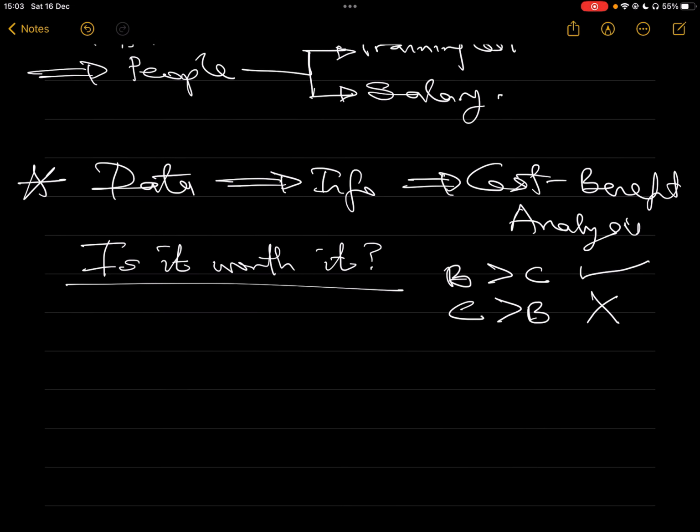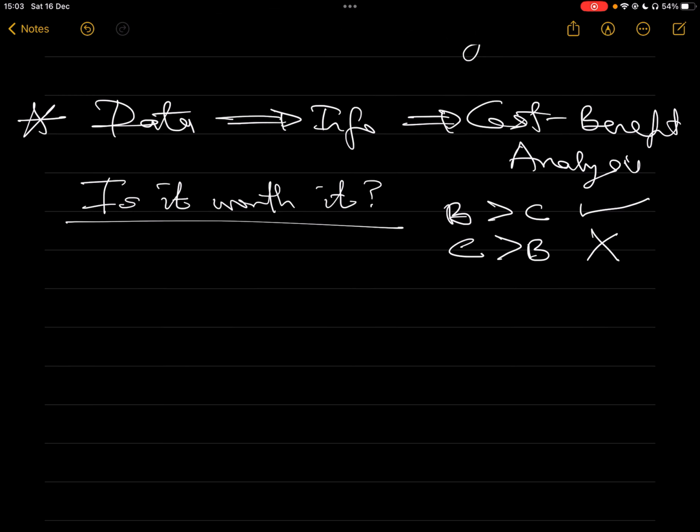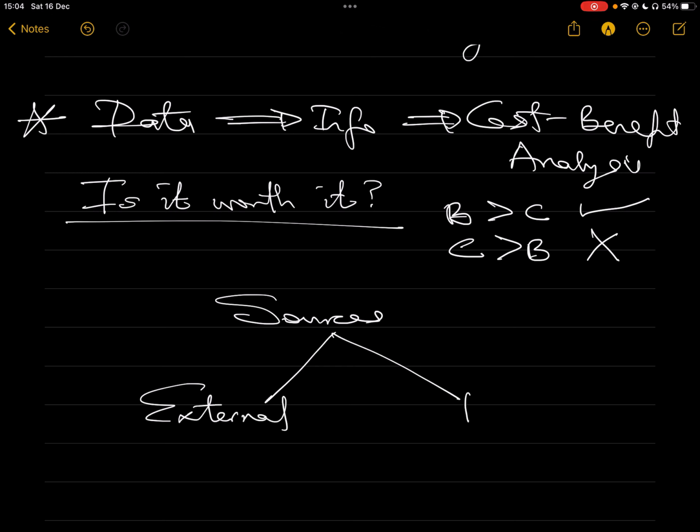So you don't need to waste time on your data, converting it into useful information. Take note that cost benefit analysis is very important, and you can be asked in your multiple choice questions. One of the things that should be considered before data is converted into information is cost benefit analysis. And usually, what are the sources of information? Usually, it can be grouped into external or internal.